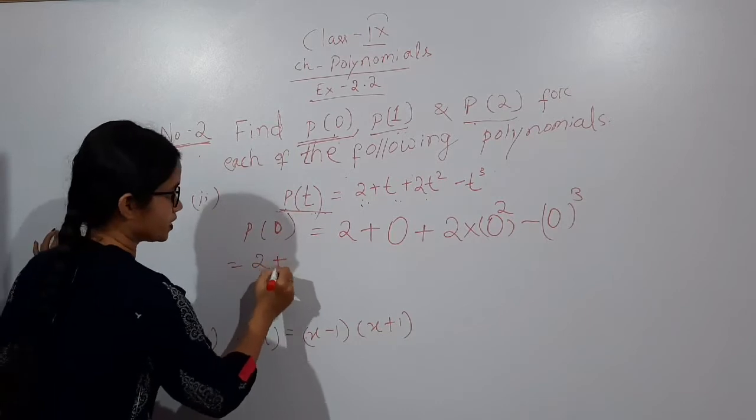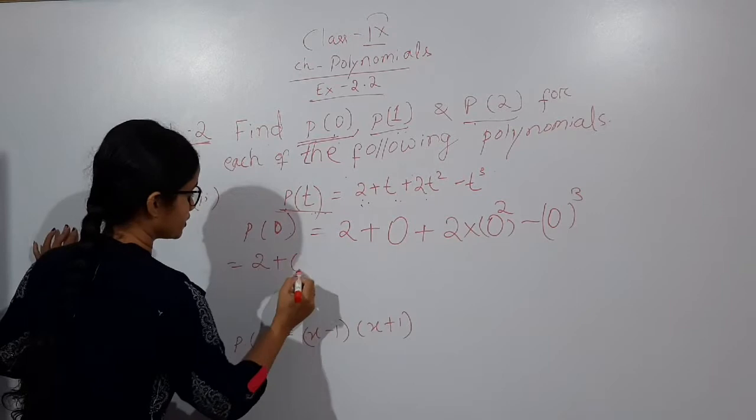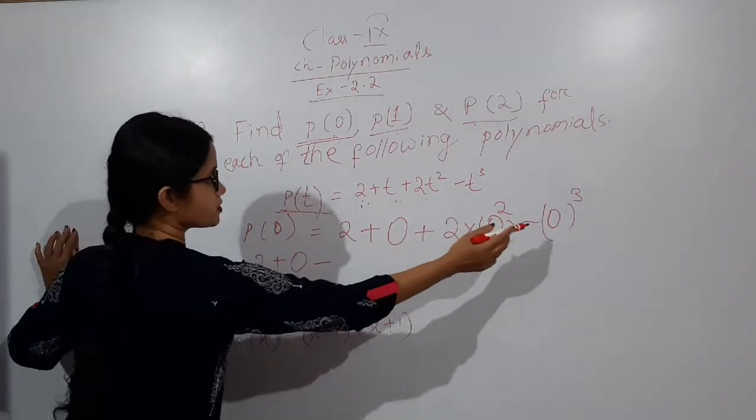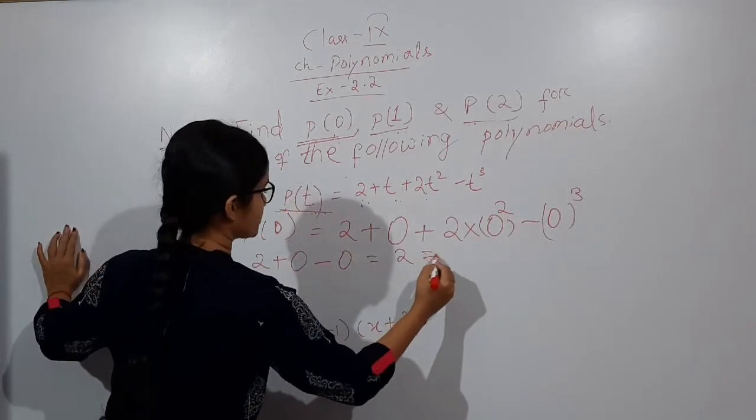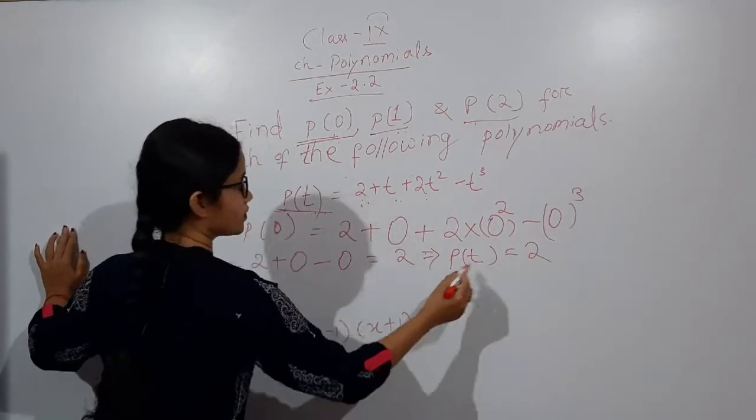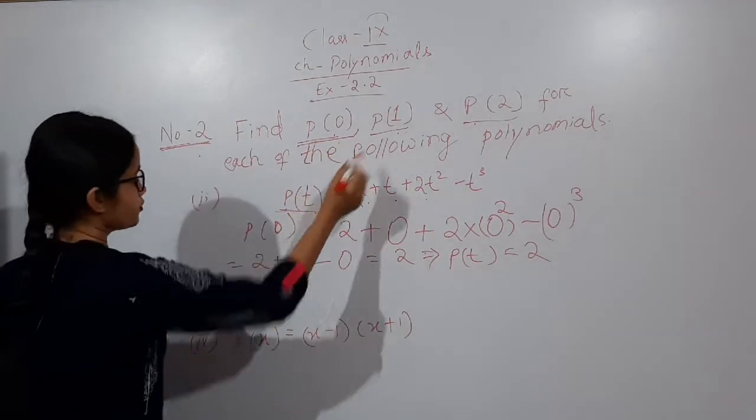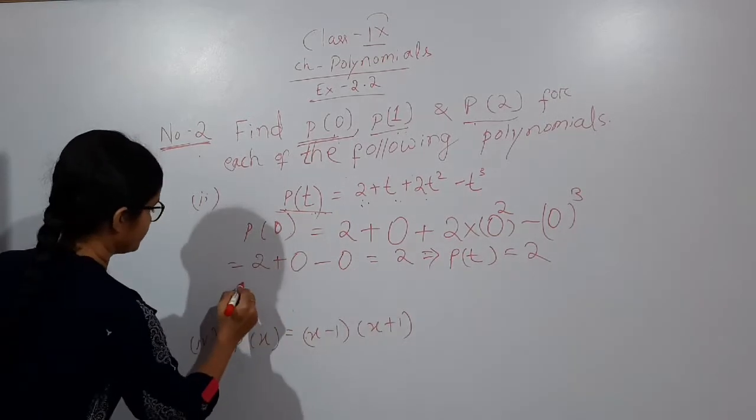That will be equal to 2 plus 0 to the power 2 is also 0 into 2, that is also 0, because any number into 0 is equal to 0, minus 0 to the power 3 is also 0, is equal to 2. So implies that P(0) is equal to 2, means polynomial at t equal to 0 is 2. Then next P1 means we have to put 1 in place of t. Okay.